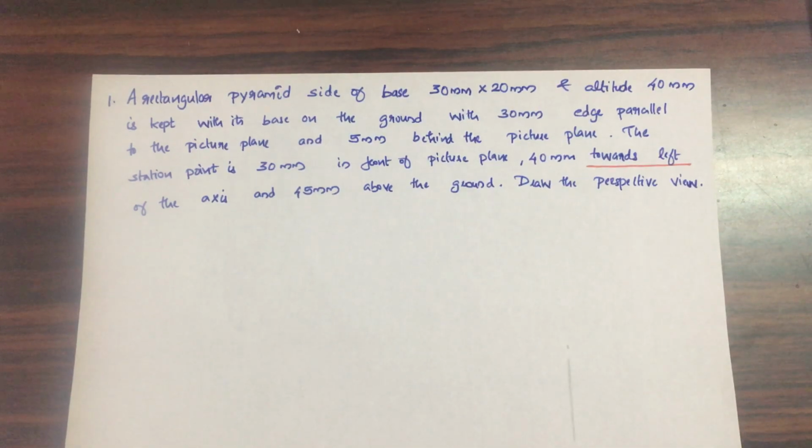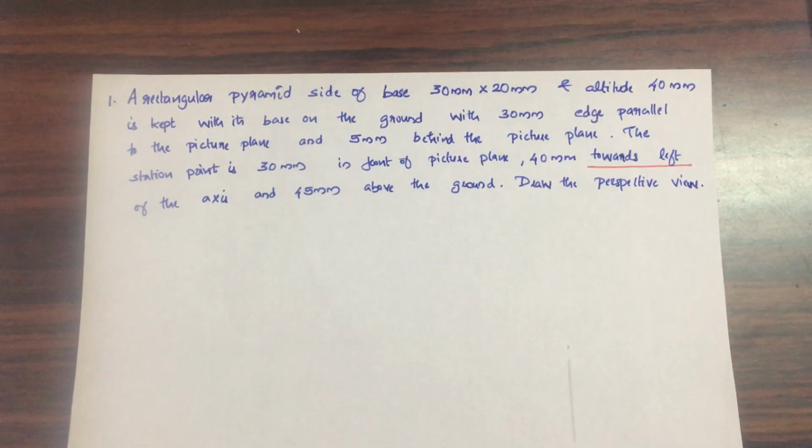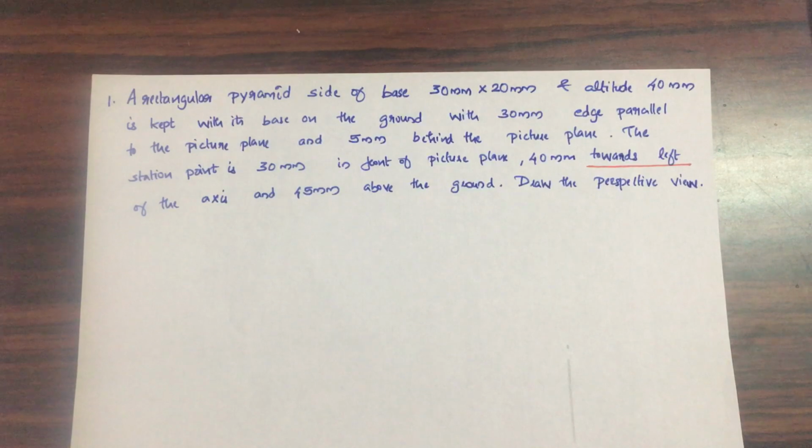Let us see the method of drawing the perspective view of a rectangular pyramid through this problem. And here is the question. A rectangular pyramid, side of base 30 mm by 20 mm and altitude 40 mm, is kept with its base on the ground with 30 mm edge parallel to the picture plane and 5 mm behind the picture plane.